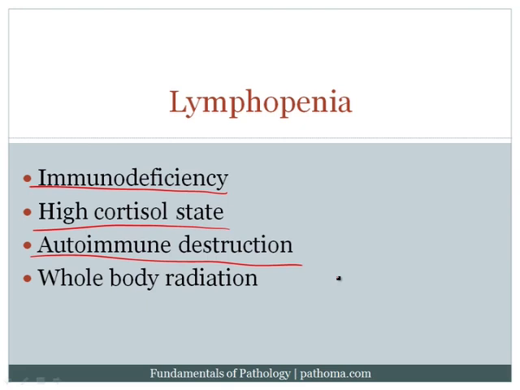The classic example would be a patient with lupus. Recall that patients with lupus often produce antibodies against cells within the blood. They can produce antibodies against the red blood cells, they can produce antibodies against the white blood cells, and they can also produce antibodies against the platelets. And so lupus would be one example in which we might see a patient who has lymphopenia.